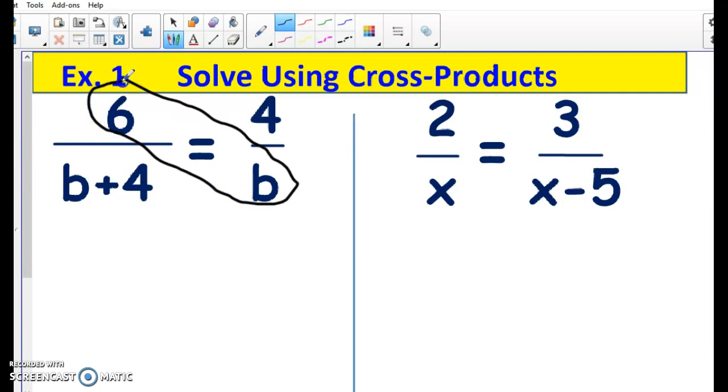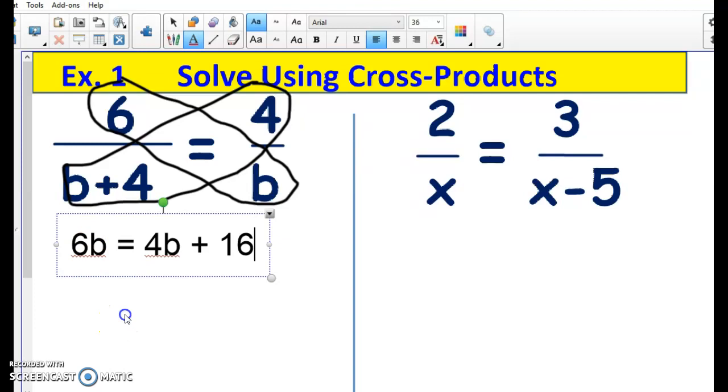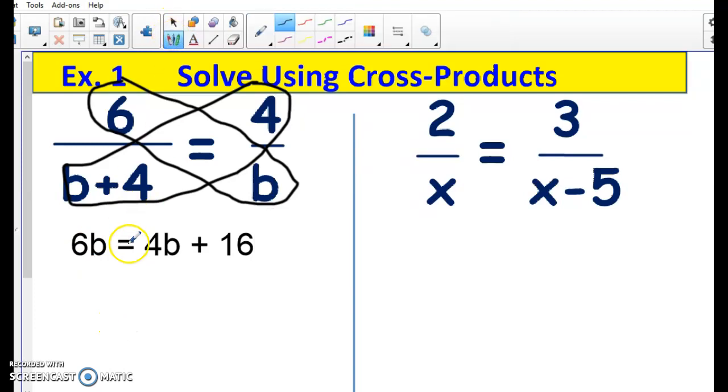So I'm going to multiply 6 times b here and 4 times b plus 4 here. So then I would really end up with 6 times b is 6b, and then 4 times b plus 4 is 4b plus 16. And then I would need to subtract 4b from each side. So minus 4b, minus 4b. So I end up with 2b equals 16. So then b would equal 8.